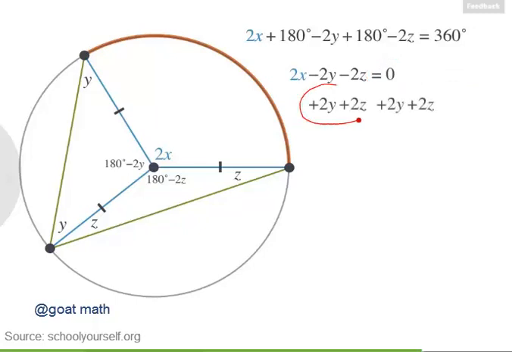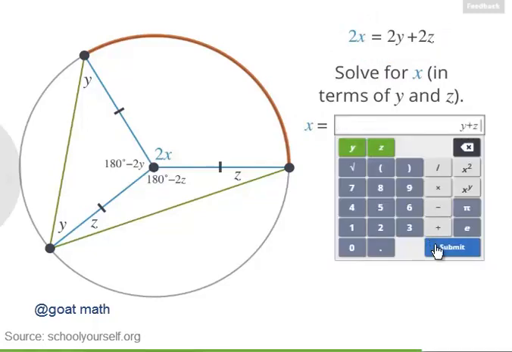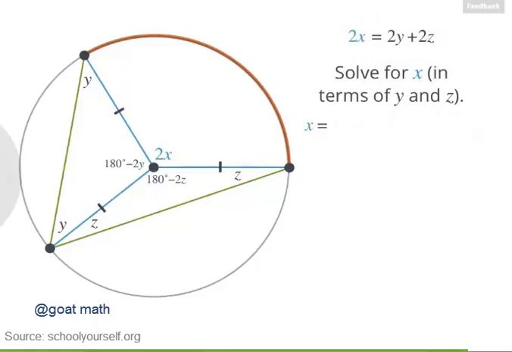Next, let's add 2y and 2z to both sides. So that will cancel out the 2y and the 2z we're subtracting on the left, leaving us with the equation 2x equals 2y plus 2z. Finally, try dividing both sides of this equation by 2 to solve for x in terms of y and z. Exactly. So we started with an equation where these 3 angles in the center add up to 360 degrees, which we simplified to x equals y plus z.